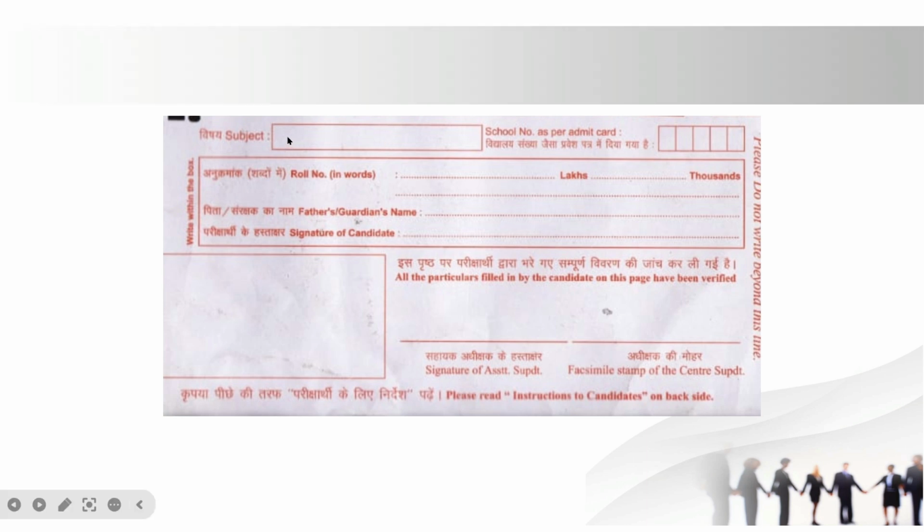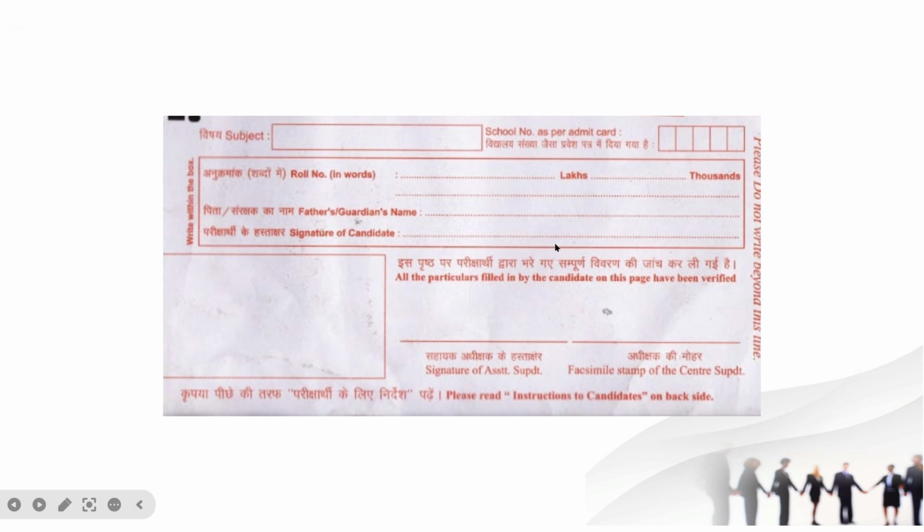Again, here for subject name we should write the school number. In the admit card, we can see the school number. You should write that. And you will be writing the roll number, right? That roll number in words you should mention. 7,70,599 like that you should write in words, right? And then your father's name.